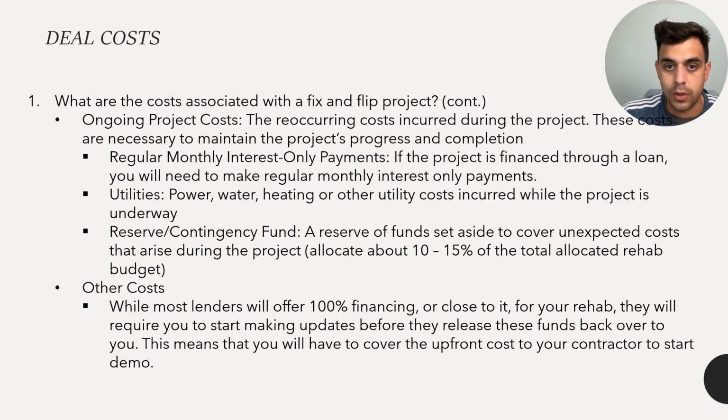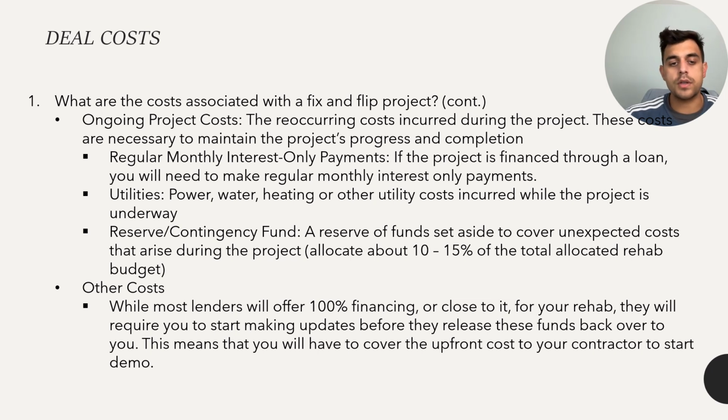That's going to happen every single month you hold it, and that'll just be a percentage of the total interest divided by the months. That's pretty much what you're going to be paying every month. Utilities, as you know: power, water, heating, other utility costs incurred while the project is underway. But you also have a reserve or contingency fund. This reserve fund is set aside for exactly that. Usually, the way we're coming up with that is we're saying it's going to cover unexpected rehab costs that are incurred during the project. So you should budget 10 to 15% of the total allotted rehab budget for just this contingency fund.